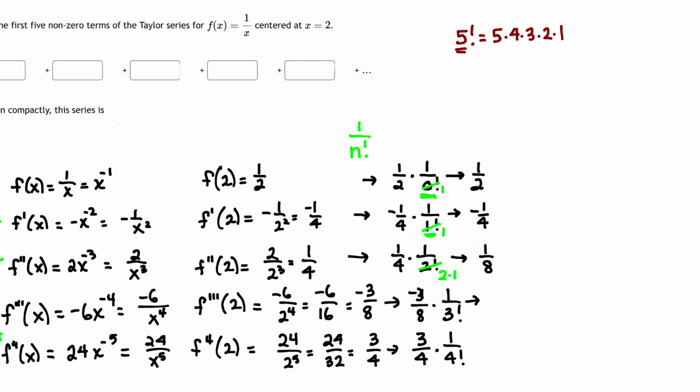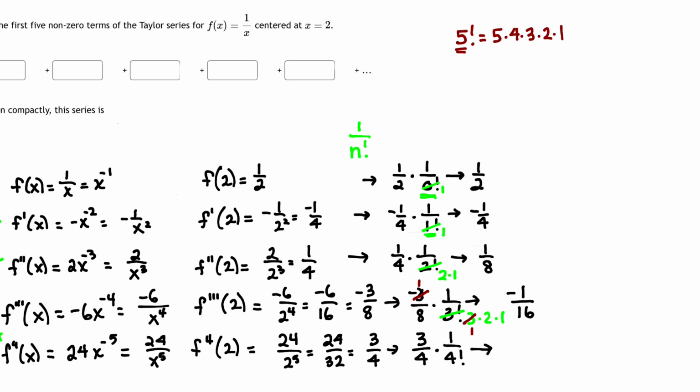Now we get a little more complicated here, right? We've got negative 3/8 times 1 over 3 factorial. Well, let me expand 3 factorial. 3 factorial is 3 times 2 times 1. And if you allow me, I'm going to undo that. That was a mistake. I'm going to go ahead and cancel out this 3. So that shows me that if I take negative 3/8 times 1 over 3 factorial, it's going to give me negative 1 over 2 times 1 times 8, or 16.